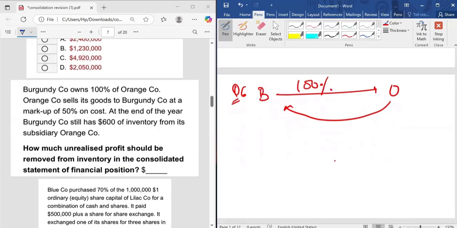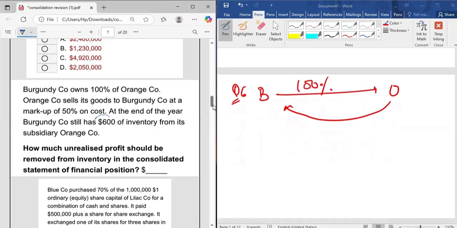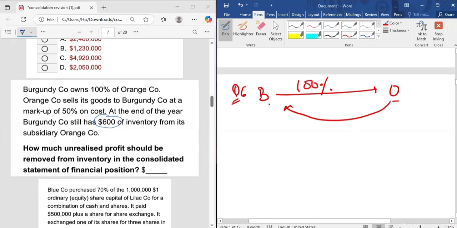Okay, so imagine it like this. At the end of the year, Burgundy still has $600 of the inventory from its subsidiary, Orange Company. How much unrealized profit should be removed from inventory in the consolidated statement of financial position? So now see, Orange Company has sold certain goods to Burgundy Company. Obviously they will be selling it at some profit. Okay, Orange Company will sell it at a profit to Burgundy Company, right?